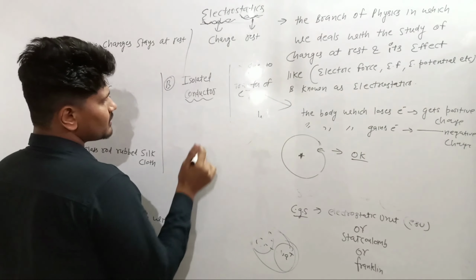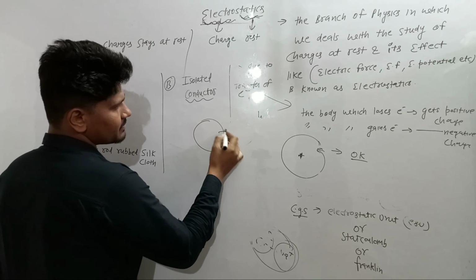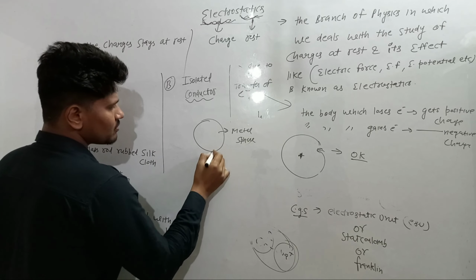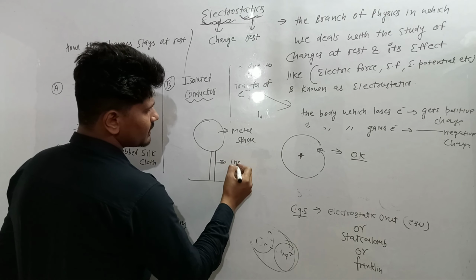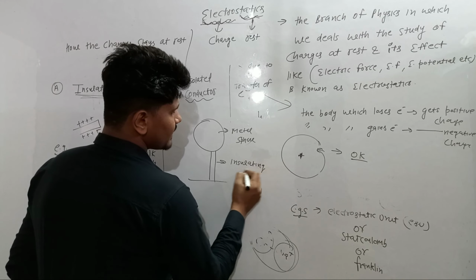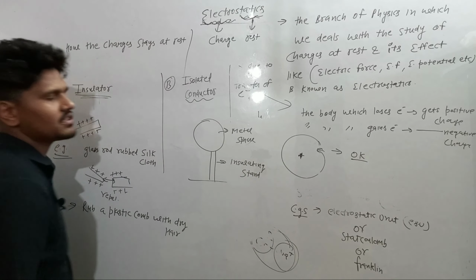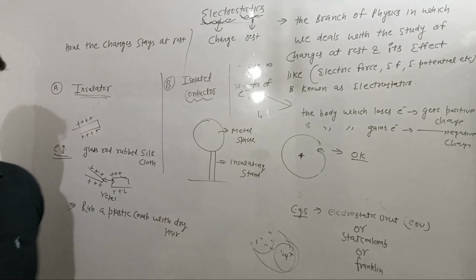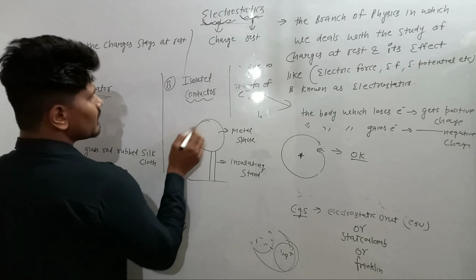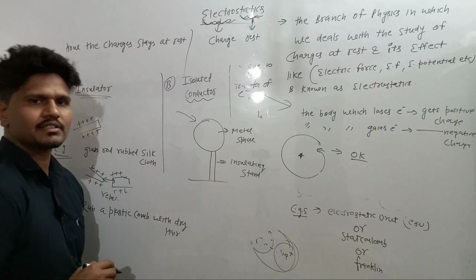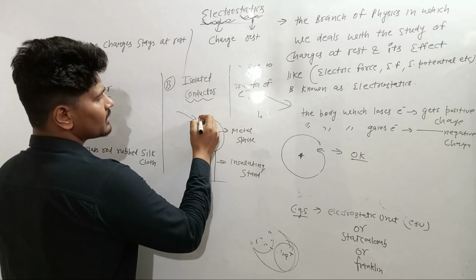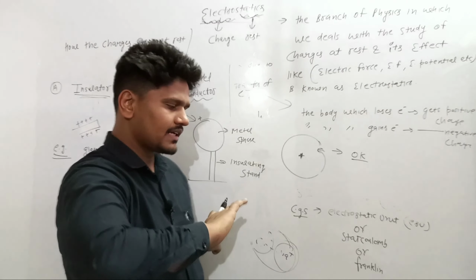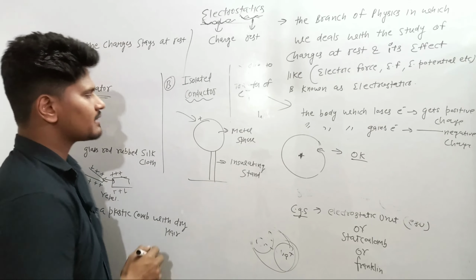So I am going to take a metal sphere, and this is put on an insulating stand. What does an insulating stand mean? An insulating stand does not allow the flow of charges from it, as it is made of an insulator. So if I give some charge to it, for example plus 5 coulomb, then as it is a metal, a conducting material, that charge can flow.